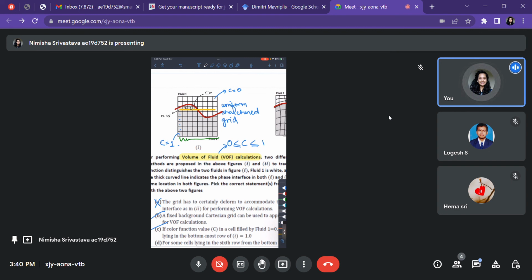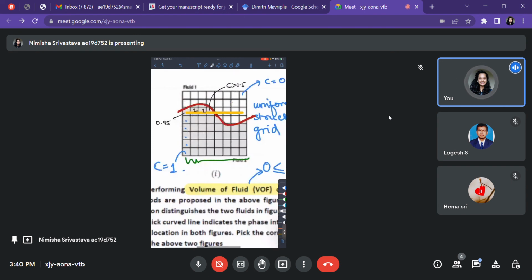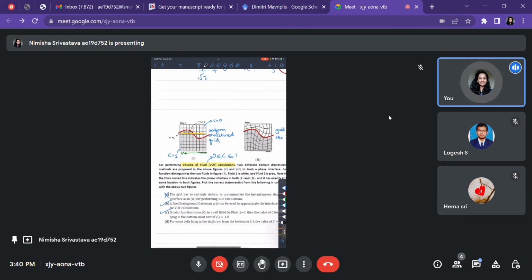C is greater than 0.5 because you can see that the interface over here, like this is the interface, right? Like you can see in red. So this is covering more than half of the area. So when it's covering more than half of the area, the color function is obviously going to be greater than 0.5, right? Since we see that this whole area is also a part of the grapefruit. Okay, so that is the wrong option.